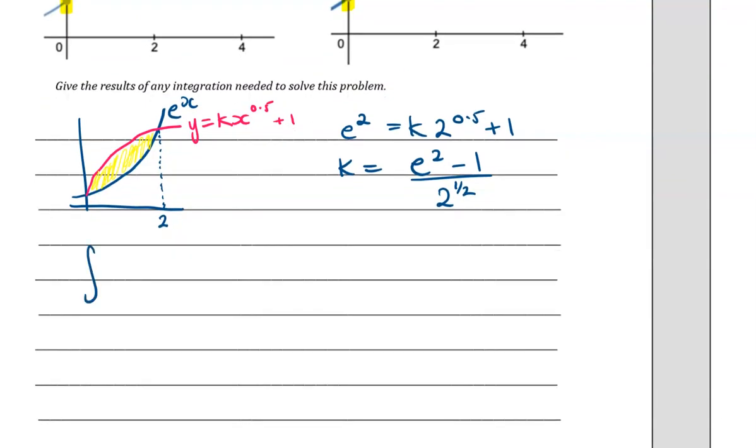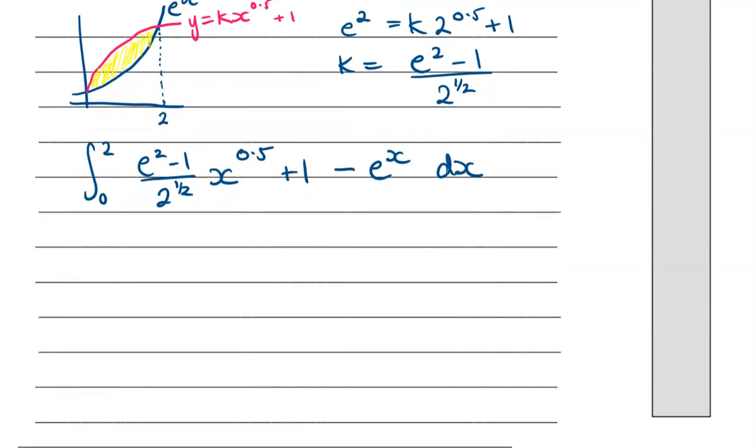So that means we're going to integrate between 0 and 2, and we'll take the top one, which is y equals k x to the 0.5 plus 1, but k is this value here. So e to the 2 minus 1 over 2 to the half. Now that is just a constant, so don't be afraid of it. And then it's x to the 0.5 plus 1. And then subtract the curve that's underneath it, which is e to the x. So it's not a very pretty looking integration, but it's not too difficult to do.